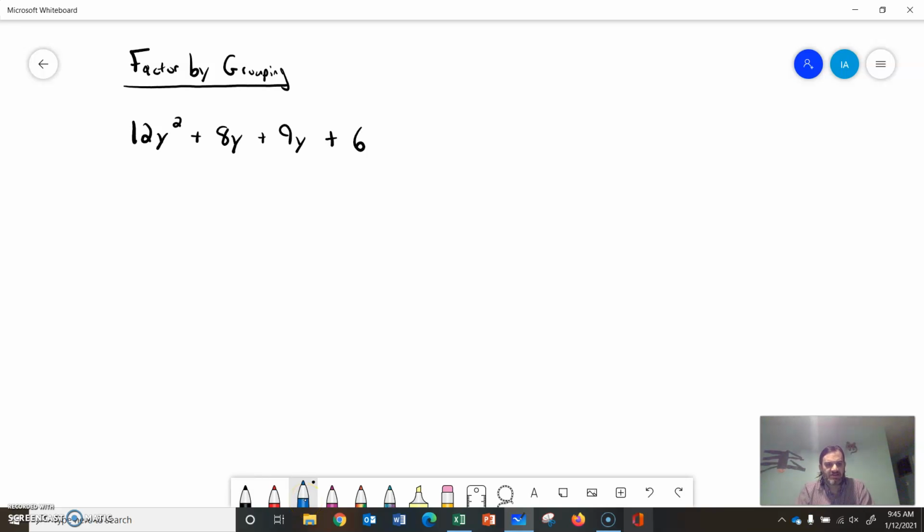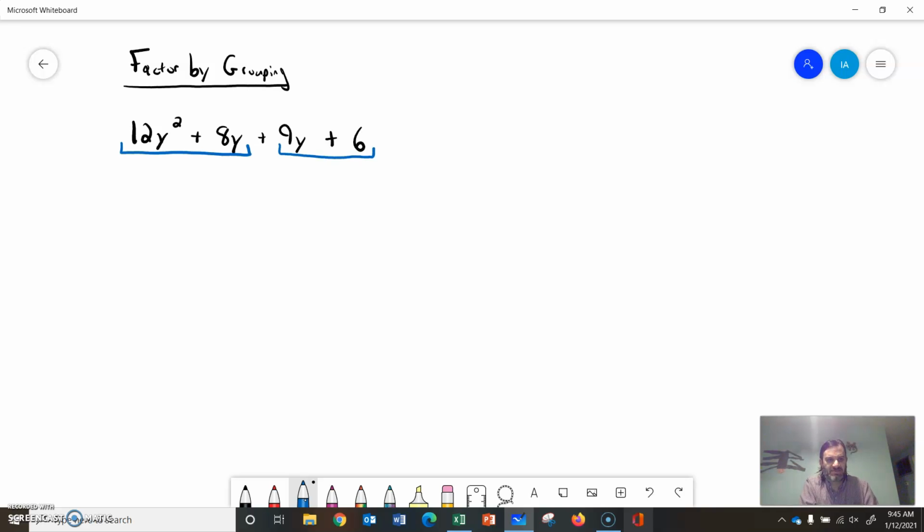Hey, we are going to factor by grouping, and what we have here is 12y squared plus 8y plus 9y plus 6. It is true we could add that 8y and 9y together and get 17y in the middle and factor a trinomial. But we're going to try it factor by grouping here, and I'm just going to group the first two items and the last two items together.